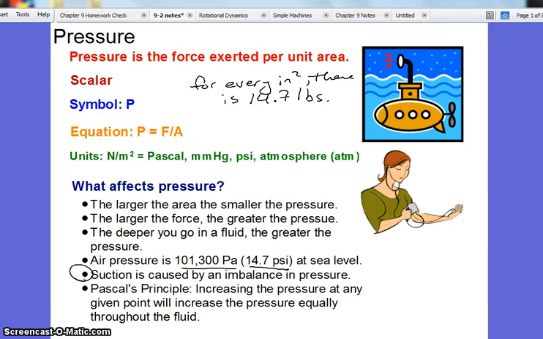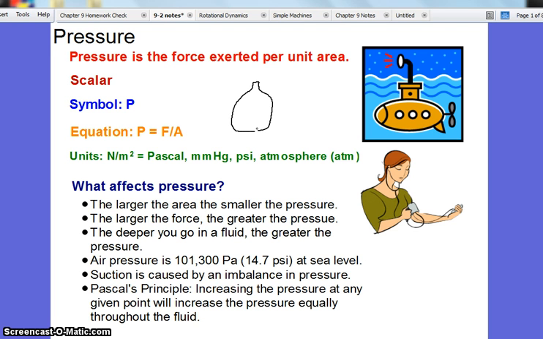Next we have suction. Suction is caused by that imbalance in pressure. So if we have pressure greater at one point than another, objects always move towards the smaller amount of pressure. And finally, we have Pascal's principle that says if we were to increase the pressure at any given point, that will increase the pressure equally throughout the fluid. So that's why if we take a Coke bottle and squeeze it at the bottom, it will increase the pressure everywhere and cause the liquid to come out the top.